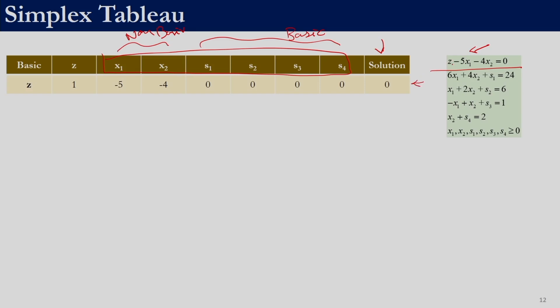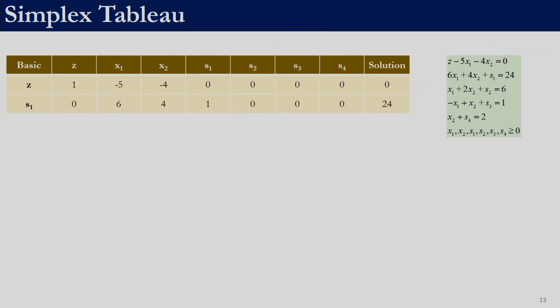For the first equation, the coefficient of z is 1, the coefficient of x1 is minus 5, the coefficient of x2 is minus 4, and this equation does not involve s1, s2, s3, s4, or it is equivalent to 0 s1 plus 0 s2 plus 0 s3 plus 0 s4. So we write zeros over here and the right hand side is 0. In the next row the basic variable is s1. There is no z involved in this equation, so the coefficient of z is 0, the coefficient of x1 is 6 and x2 is 4, and it involves only the slack variable s1. The slack variables s2, s3, s4 are not involved in this equation.